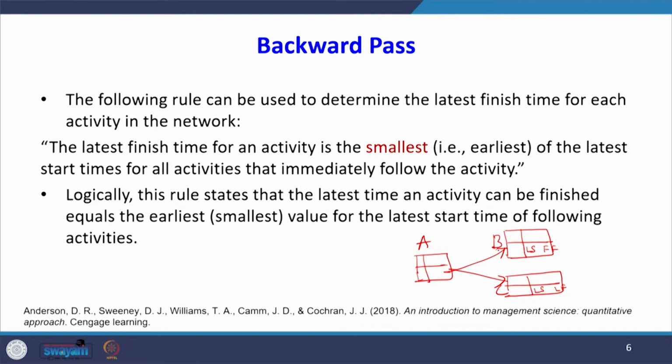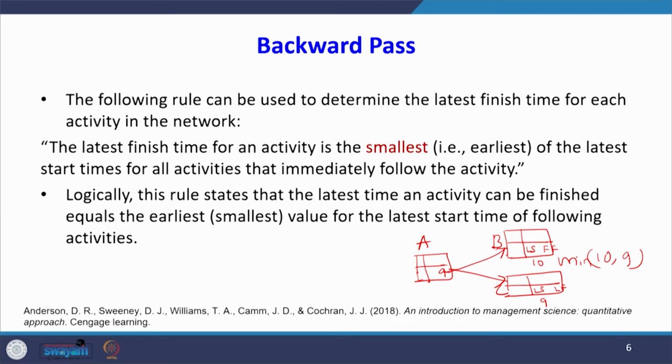For activity B, for example, the latest start time is say 10. For activity C, the latest start time is say 9. Then the latest finish time for activity A is the minimum of 10 and 9. So, 9 will be the latest finish time of the preceding activity. That is the meaning of this sentence: the latest finish time for an activity is the smallest of the latest start times for activities that immediately follow the activity.